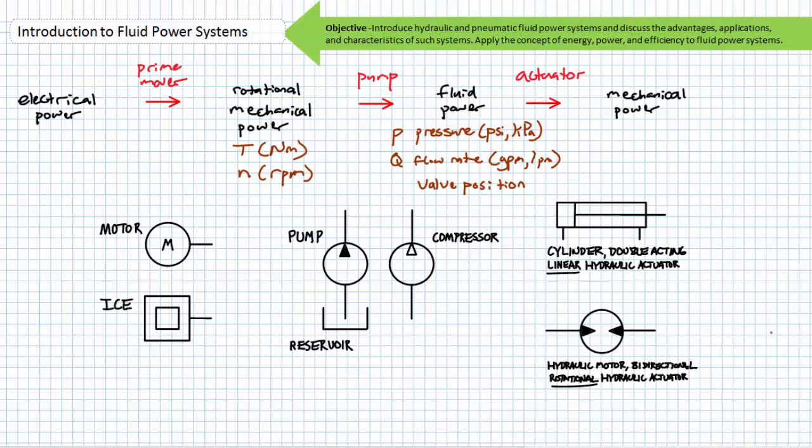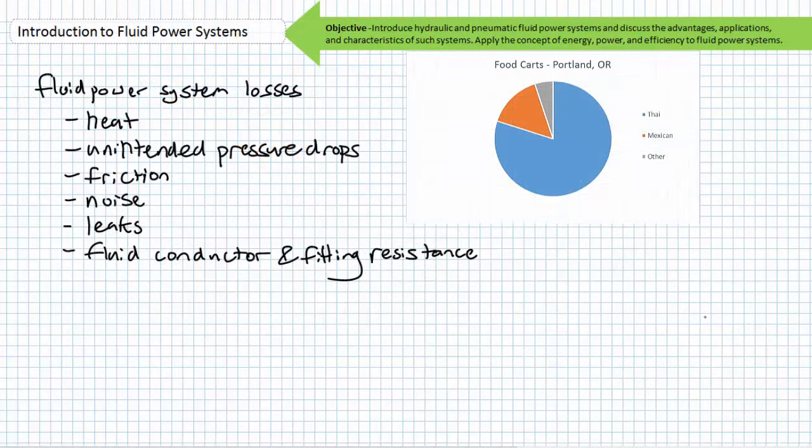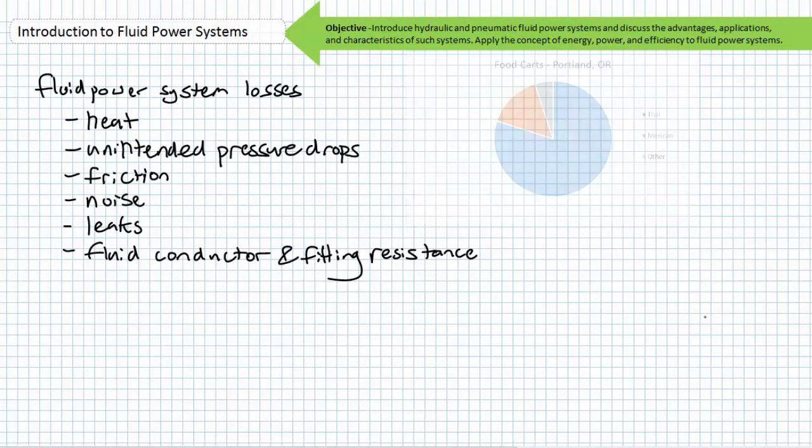There are advantages and disadvantages to be considered every time energy changes form, and complexity, cost, and efficiency are at the forefront of these considerations. Systems need more complexity like Portland, Oregon needs another Thai food cart. With each energy transition, losses occur and troubleshooting opportunities magnify. Losses in fluid power systems include, but are not limited to, heat, unintended pressure drops, friction, noise, leaks, and resistance in hoses, piping, and fittings due to kinks, twists, and bends. We'll discuss efficiency in a moment.